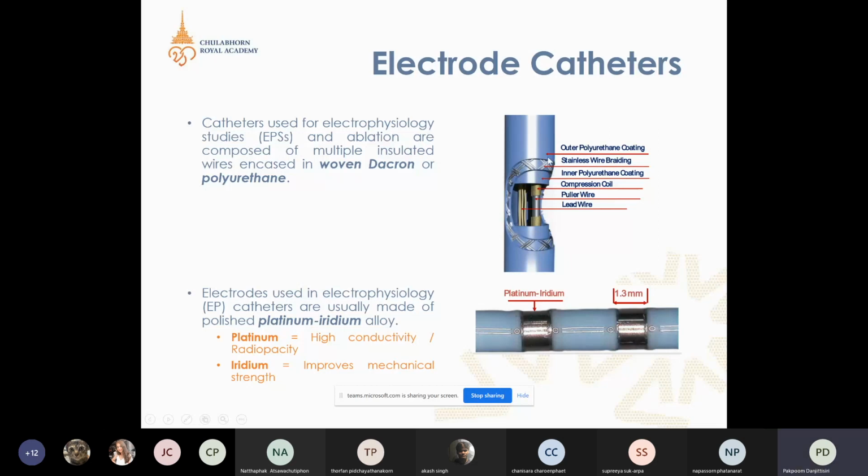Okay, the purpose of this picture, I just want to show you the structure inside the catheter, the insulated wire here that is connected to each electrode, and then the shaft of the catheter that is made of woven dacron or polyurethane.